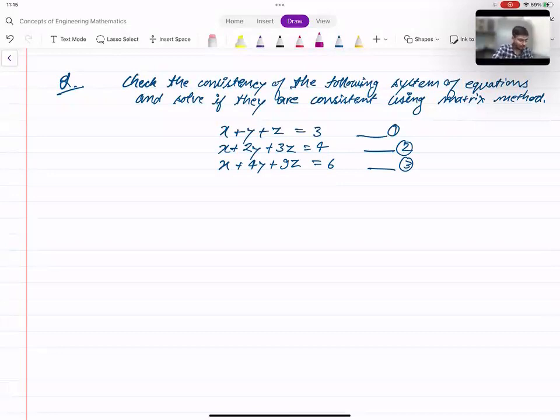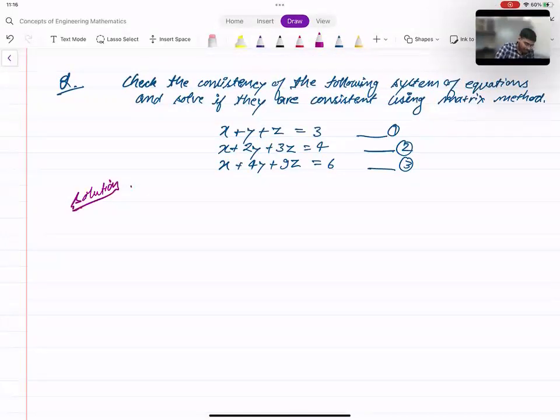Firstly, we have to check the consistency, and for that we need to form the augmented matrix, and then we need to find the rank of the coefficient matrix and augmented matrix, and only then can we say anything about the consistency. It is obvious from the given equations that this is a non-homogeneous system, where the right hand side is not 0.